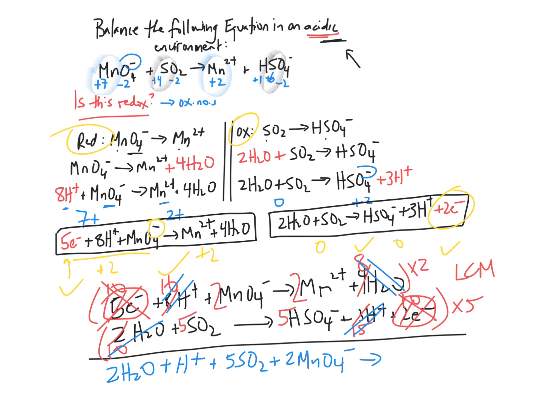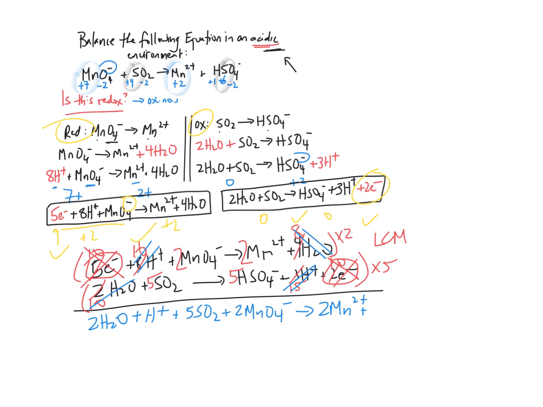Just double checking my math. I'm doing this in real time. Okay, then we've got 2 Mn2 plus over here. And we've got our 5 HSO4 minus over there. And that could be it.